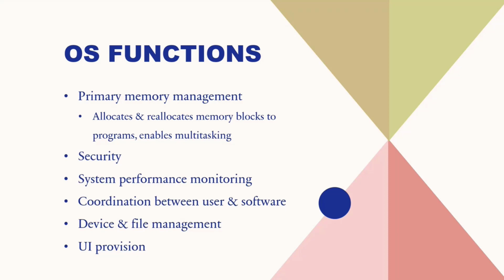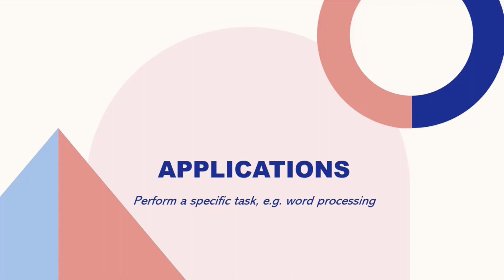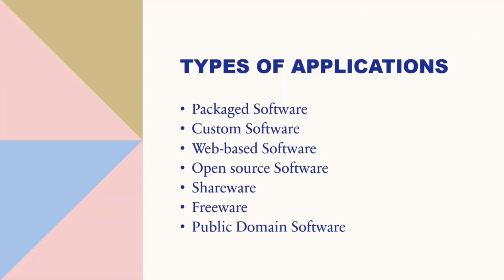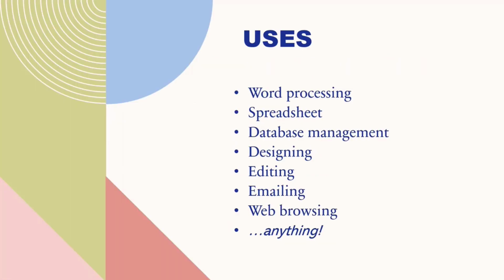And finally, user interface provision, which displays a GUI or a CLI if you happen to use Linux. Now for 2.1.7. First off, applications, the definition. The definition would just be that they perform a specific task, for example, word processing. Some types of applications: we have packaged software, custom software, which is pretty much everyone's IA at the moment, web-based software, open source software, which anyone can contribute to and is accessible in the public domain, shareware, freeware, and public domain software.